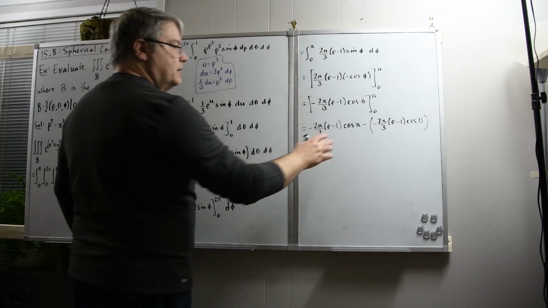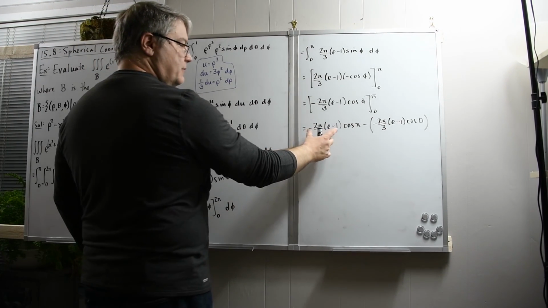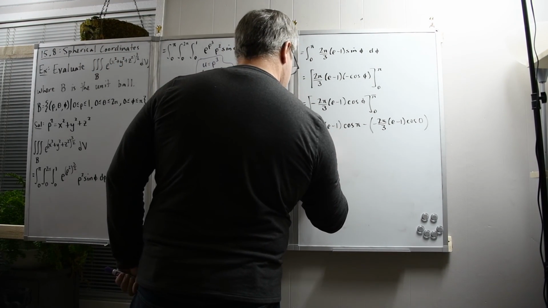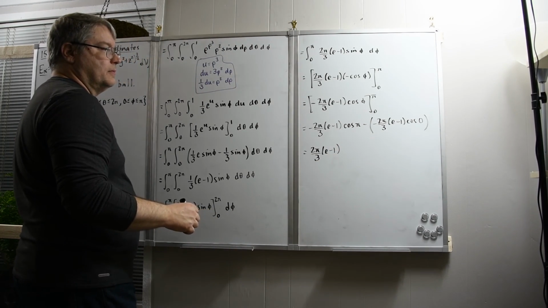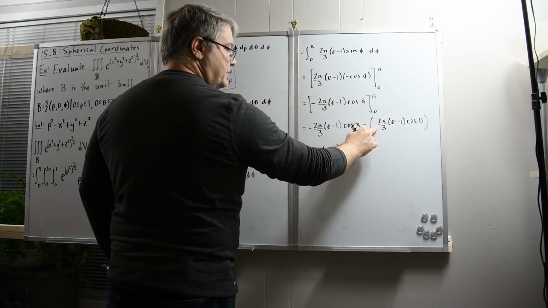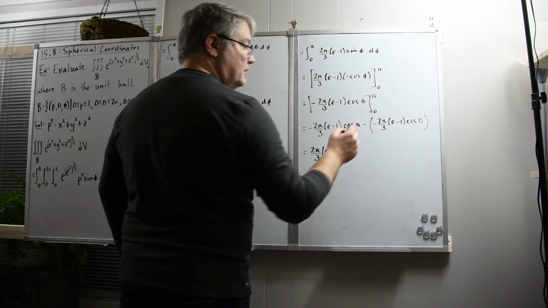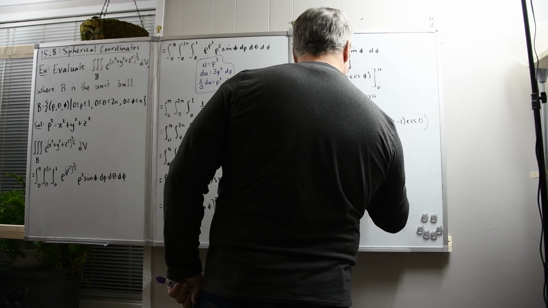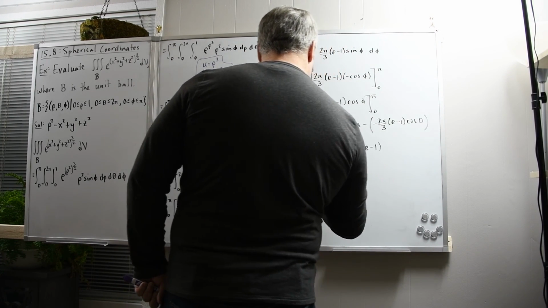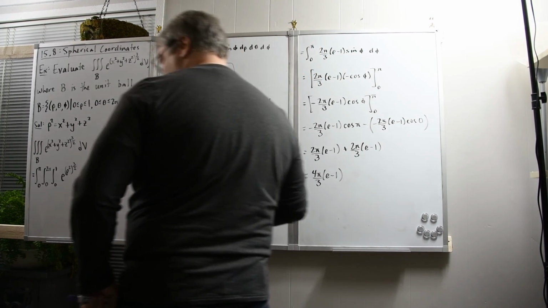But remember, cosine of pi is negative 1. You take negative 1 times this, and you're going to get a 2 pi over 3 times e minus 1. Here we're going to have a minus a negative, or plus. Cosine 0 is 1, so then we'll have 2 pi over 3 times e minus 1. And so the final answer we could write as 4 pi over 3 times e minus 1.